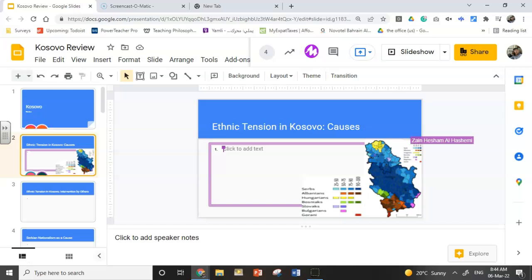It's called Ethnic Tensions in Kosovo with Causes, okay? Everyone can see that right through there. Things to note, okay? That is a map on the side that I found on Google this morning. That is an ethnic breakdown of Serbia, okay? Why am I using Serbia here?